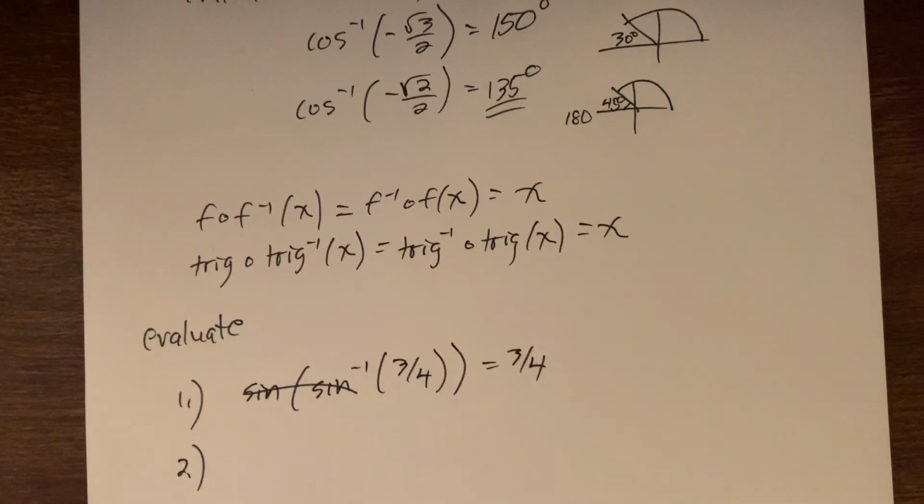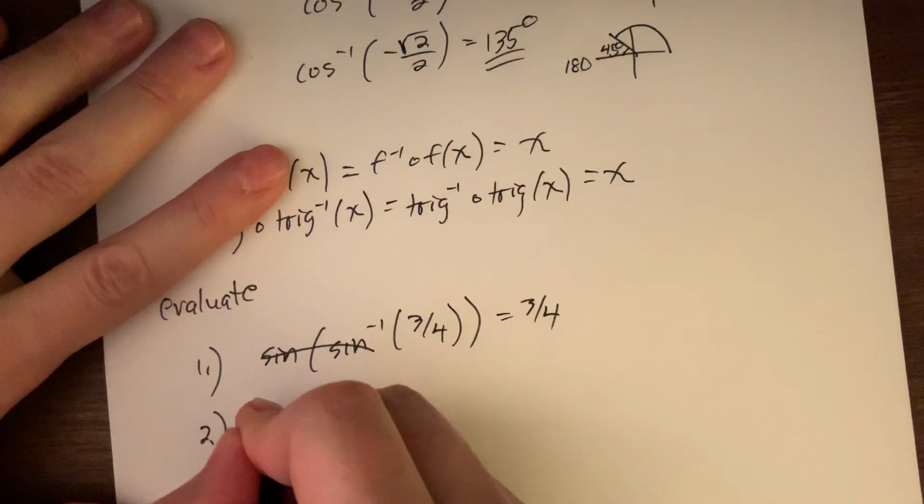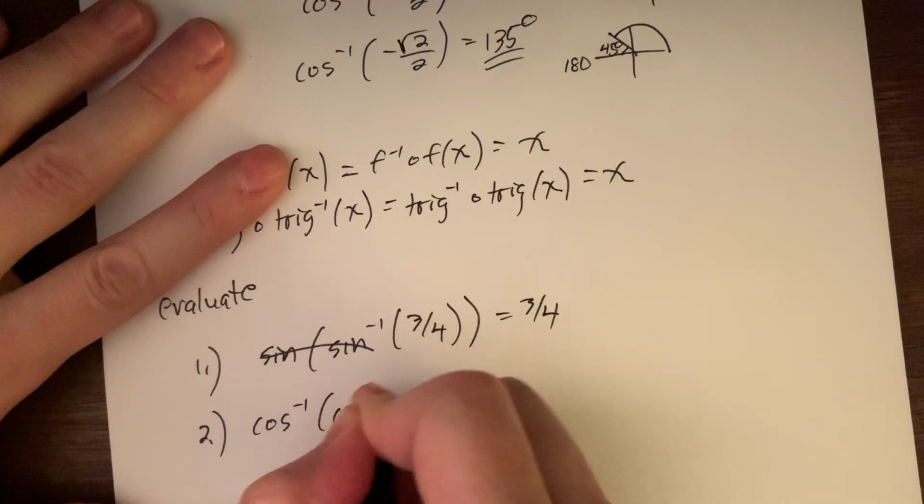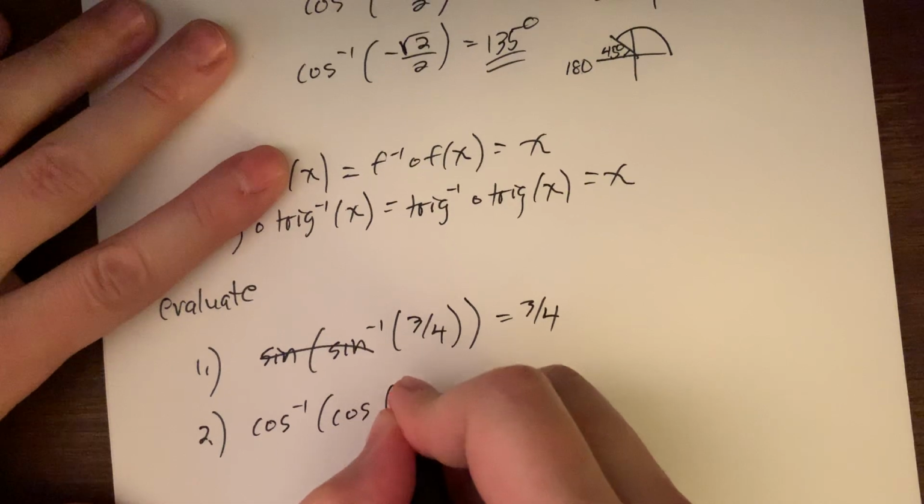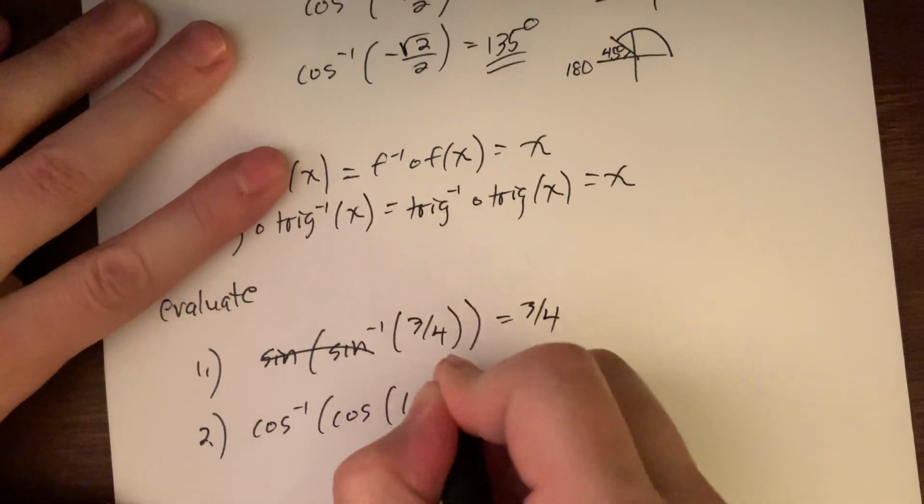Similarly, let's do that the other way. Let's go inverse cosine of cosine of, let's do 15 degrees.